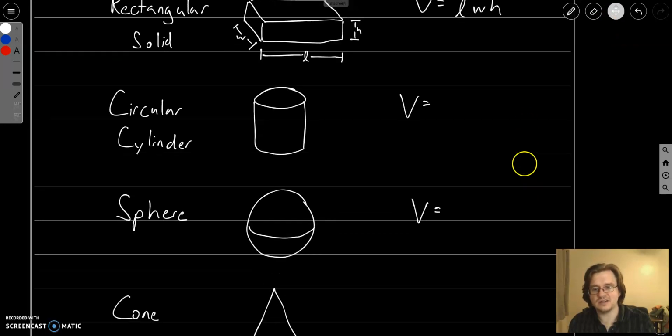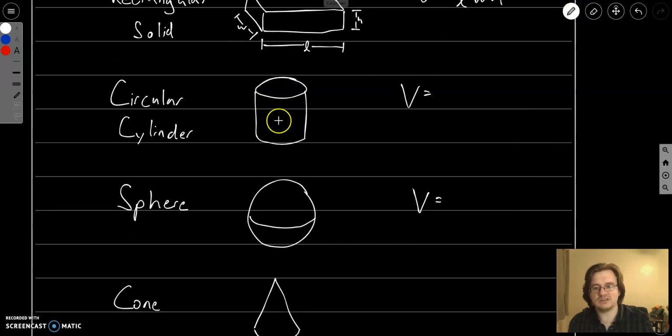For a circular cylinder, so again, we just have a circle, and I can draw sort of the background of this. So it's like a can of soup as a circular cylinder. And we'll have two measurements for this one. We'll have the radius of the circle that defines this, but also the height of the cylinder. And the volume here is going to be pi r squared, which you'll recognize as the area of the circle, times the height.